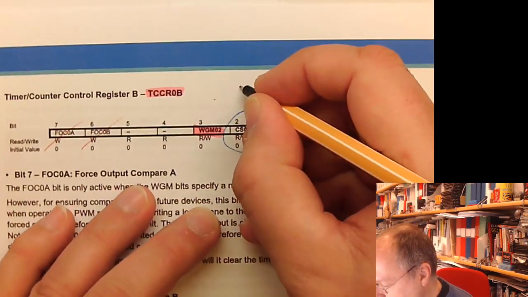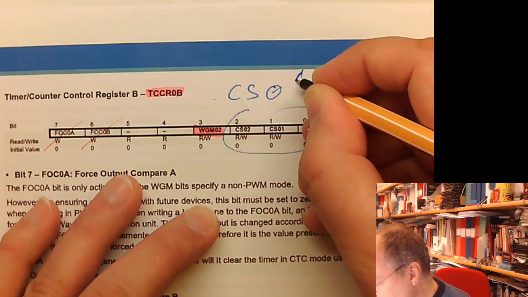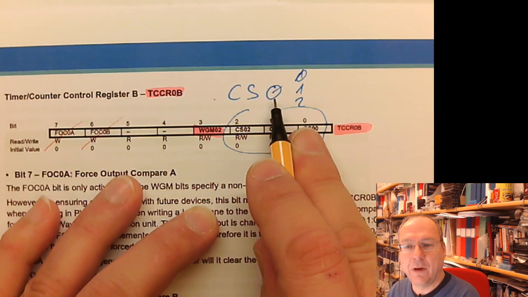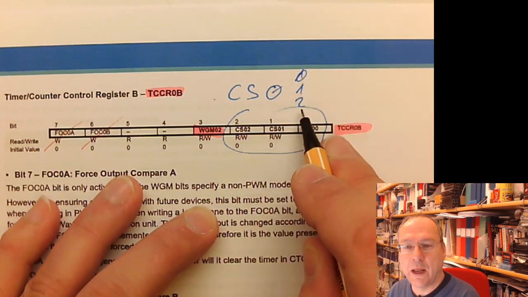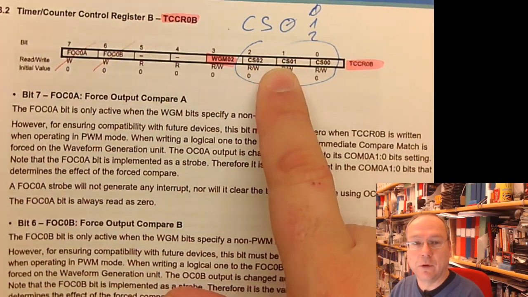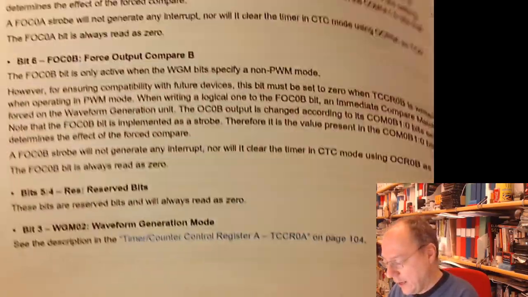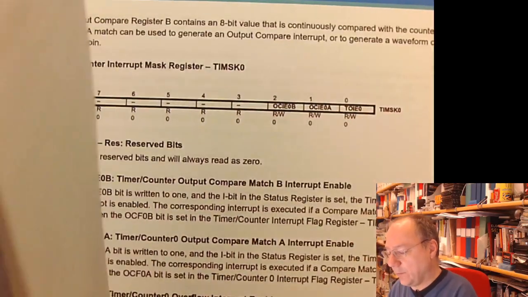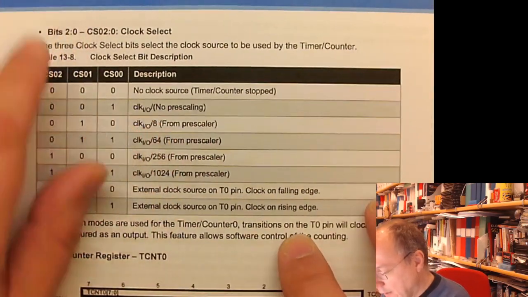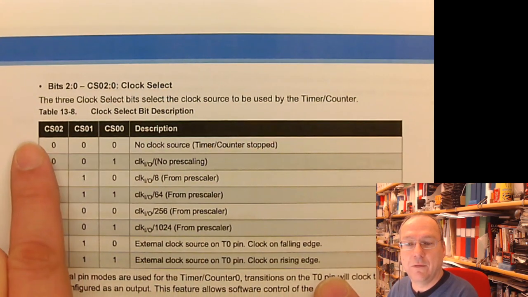So writing it a little bit bigger, this is CS0, 0, 1, and 2. The 0 again stands for timer 0, and then we have bit number 0, bit number 1, and bit number 2. Okay, so how do we know what these bits do? Well, we try to find it in the datasheet, so we browse down, and actually we find it on the next page of the datasheet, and here it is. And this is the table describing the 8 possible settings of these 3 bits.